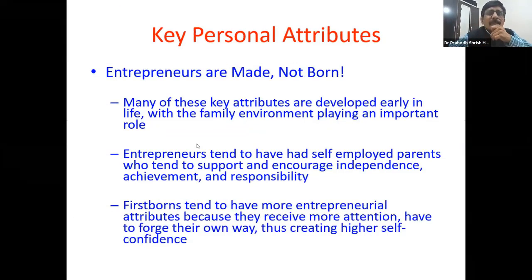Now, one more important thing. You may be a first generation entrepreneur, or you must be in the making of an entrepreneur.